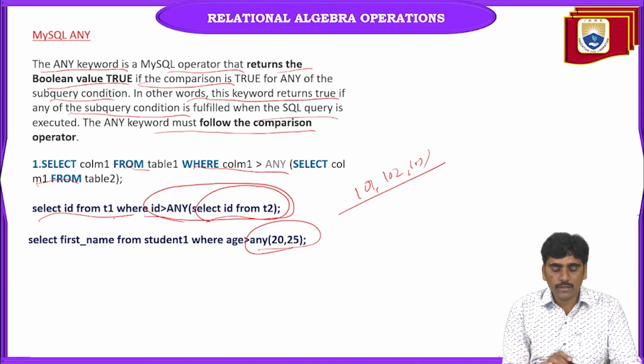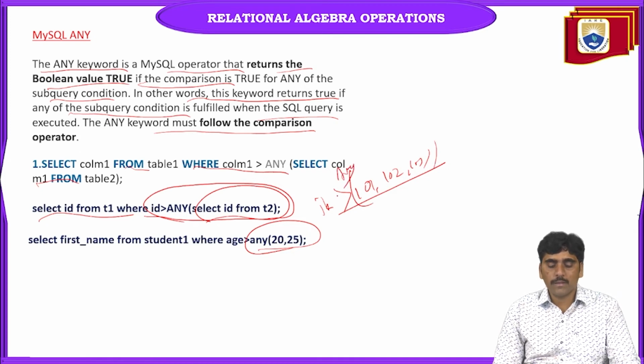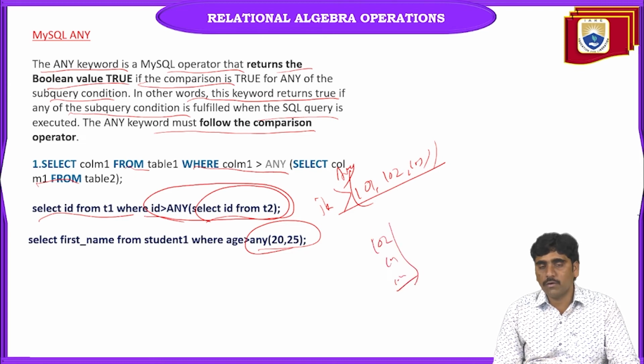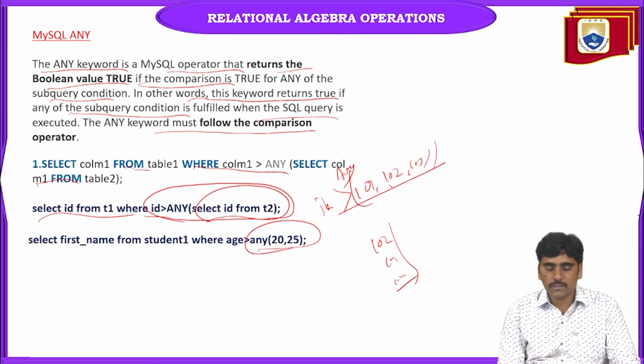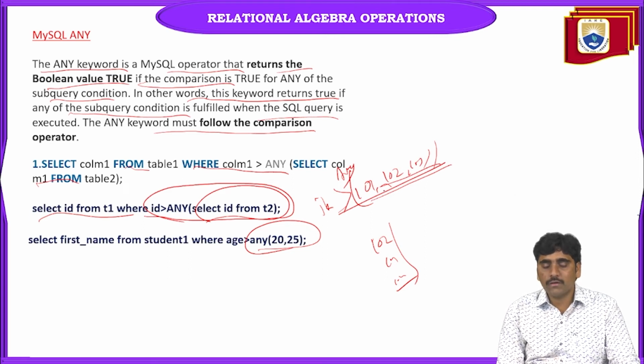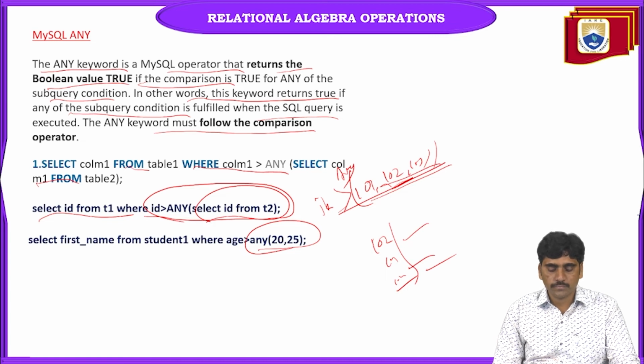So select ID from T1 where ID greater than any of. The table 1 has IDs 102, 103, 104. These three are the student IDs from table 1, and these three are the table 2 IDs. But what am I specifying here? ID greater than any of these. So whichever values are greater than the table 2 values will be automatically displayed. Right.